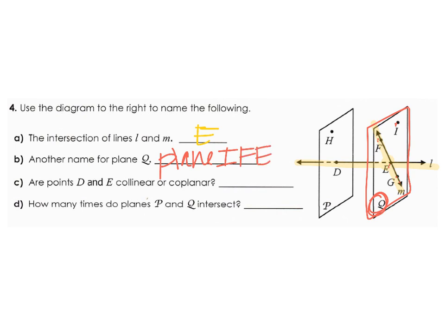And then it's asking you, are points D and E collinear or coplanar? If we're looking at D and E, they lie on two different planes. They do not lie on the same plane. Point D lies on plane P, and point E lies on plane Q. So D and E are not coplanar. We can cross out coplanar. Now they do lie on the same line. They both lie on line L, so they are collinear.